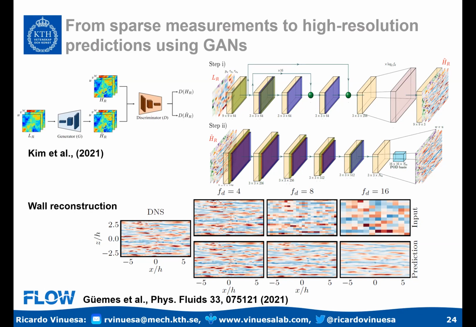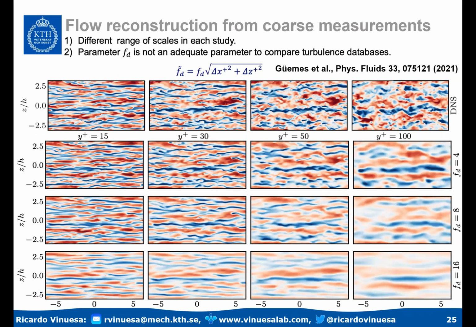If I want to predict above the wall, then we can look at the performance at different wall-normal locations. This is y plus 15, 30, 50, and 100. The first row is the DNS. And as I go down, I'm increasing the downsampling. So I'm trying to predict farther away from the wall and using progressively coarser data. And this is, by the way, the streamwise velocity fluctuations.